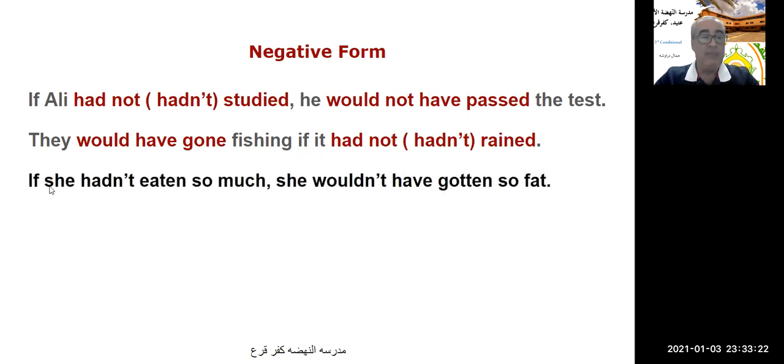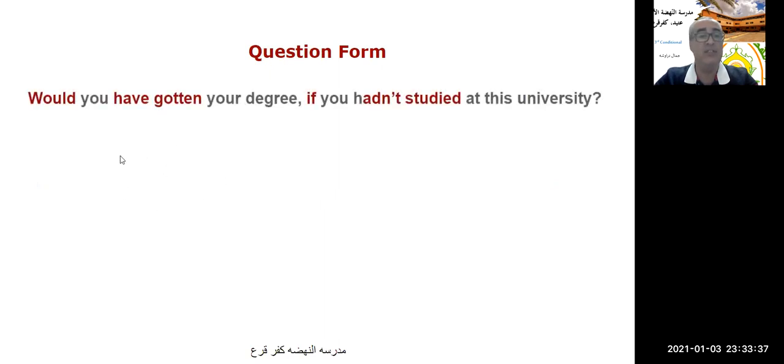Look at this example in the negative. If she hadn't eaten so much, she wouldn't have got so fat. Let's look at the question form. How do you form the question in the third conditional? Would you have gotten your degree if you hadn't studied at this university?